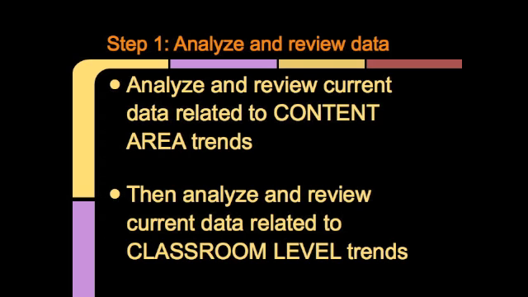For step 1, analyze and review data. The data we're going to start off with at the beginning of the school year is our AIMS data, and if our benchmark data is back as well, we can use both. We're going to analyze and review the current data related to the content area trends. By our content areas, we're going to look at that data first. Later, we'll break it down and review what that looks like inside our classrooms with the students we have. But to start off, we're looking at the trends of the whole content area.